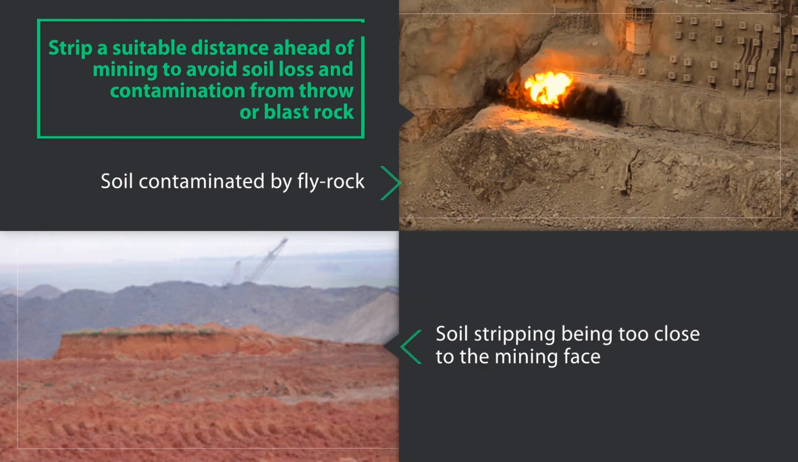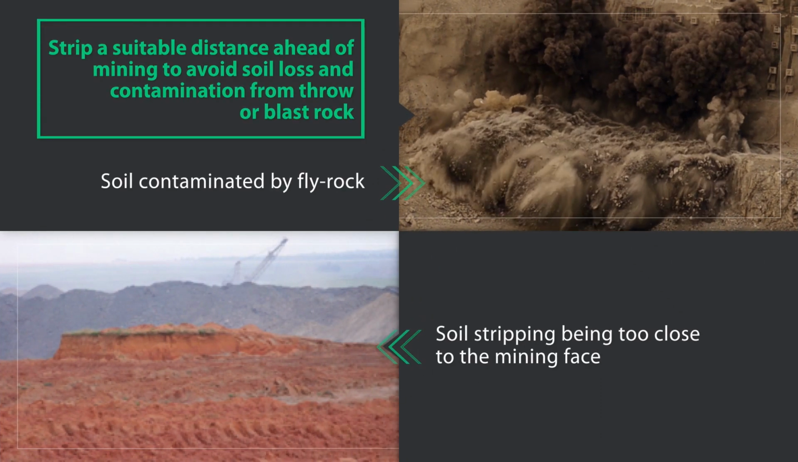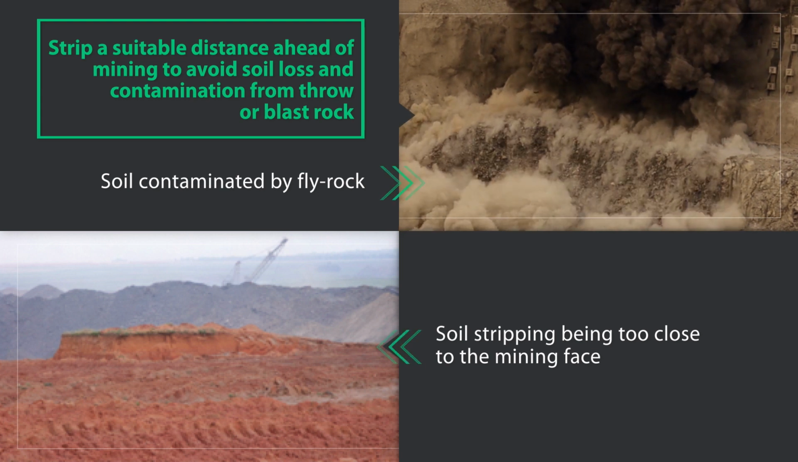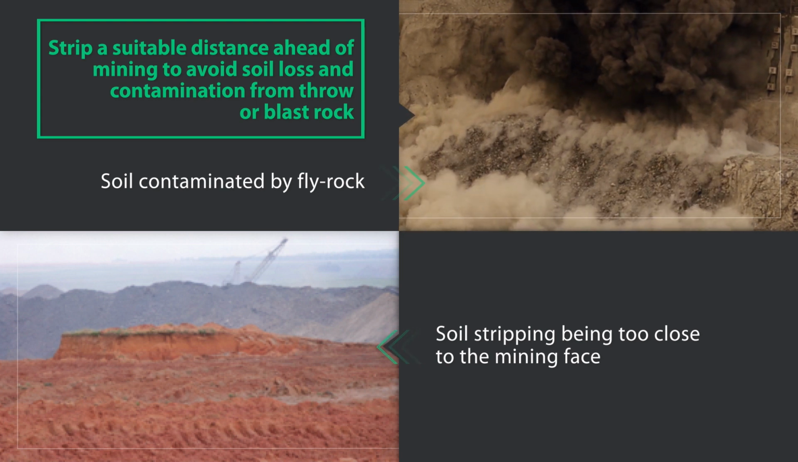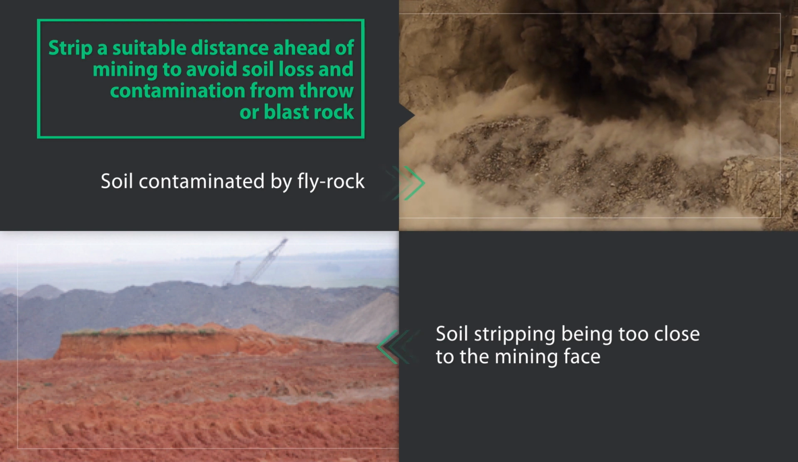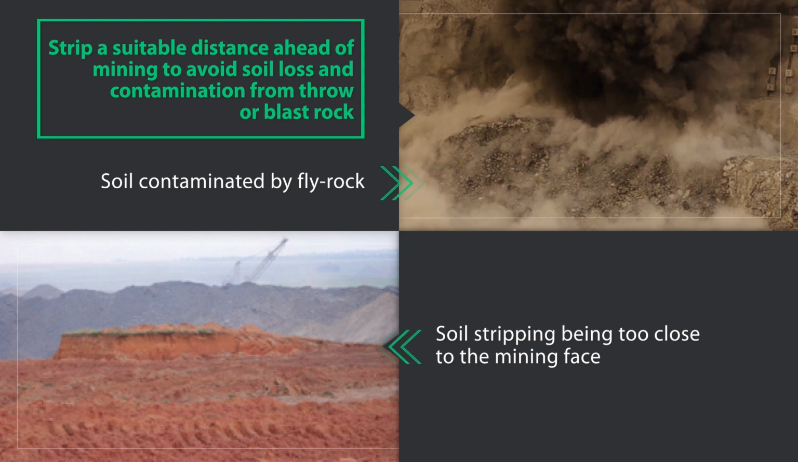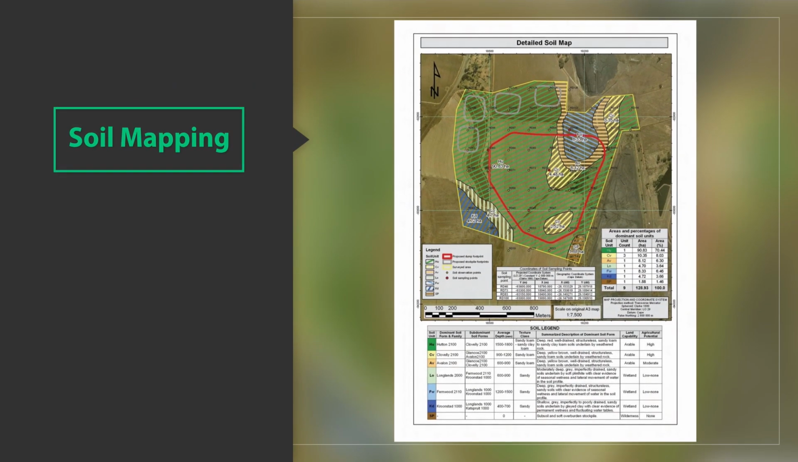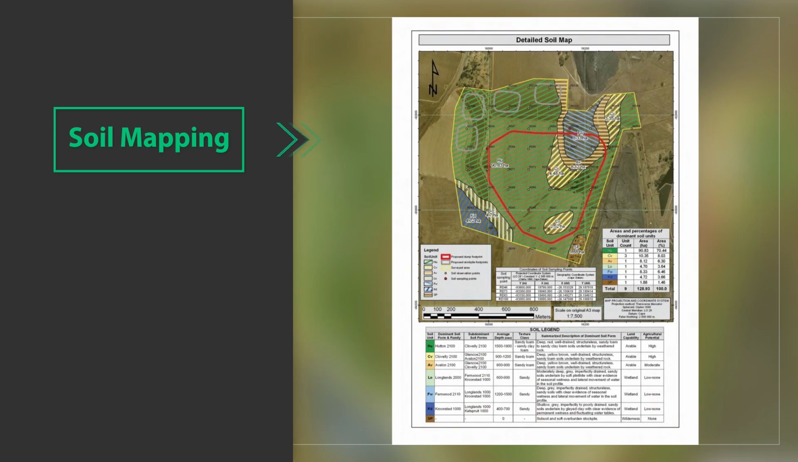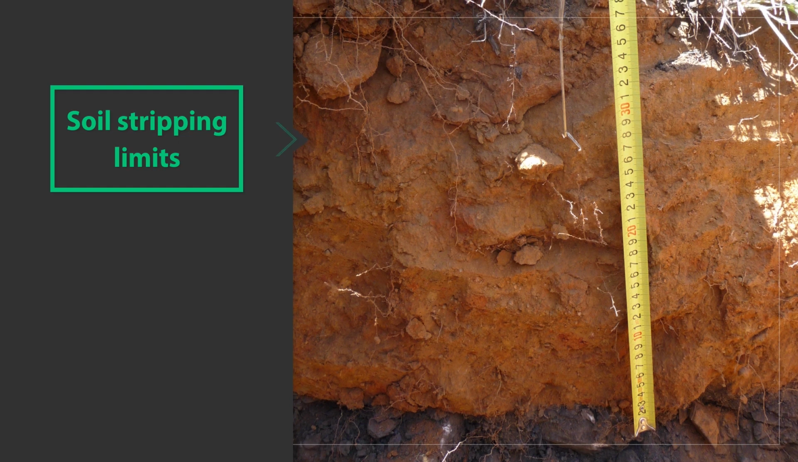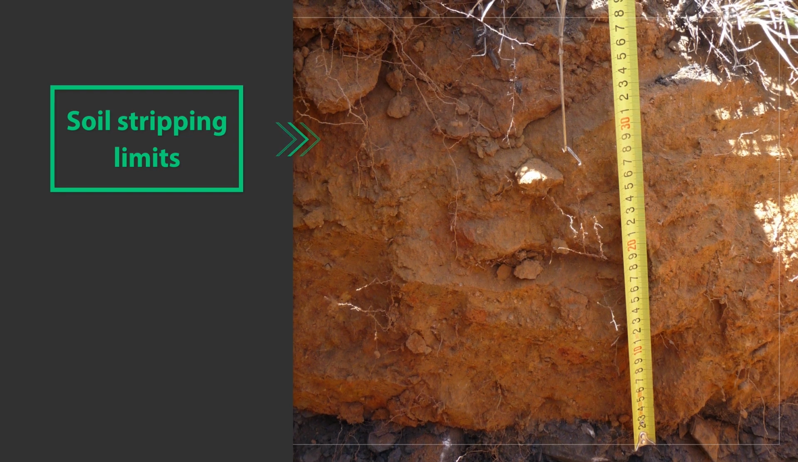Strip a suitable distance ahead of mining to avoid soil loss and contamination from throw or blast rock. As a norm, soil stripping should be kept within 3 to 9 months of mining, or at least 100 meters ahead of the active mining phase. Demarcate boundaries of different soil types. Define usable soils cut-off horizons in simple terms that the stripping operator can understand.